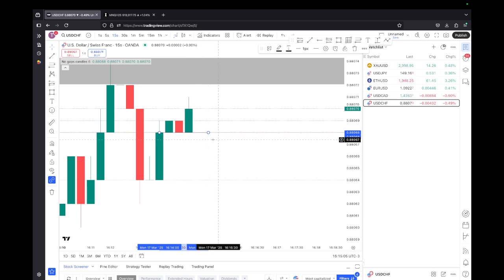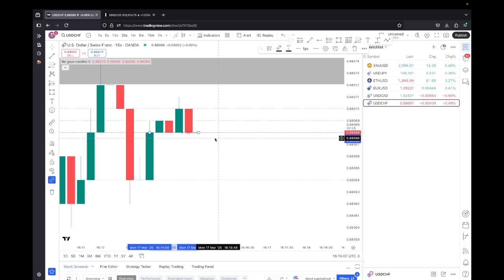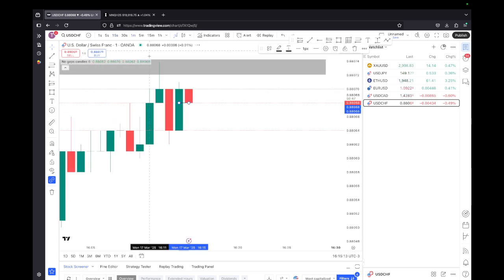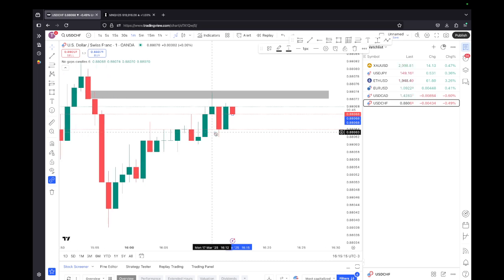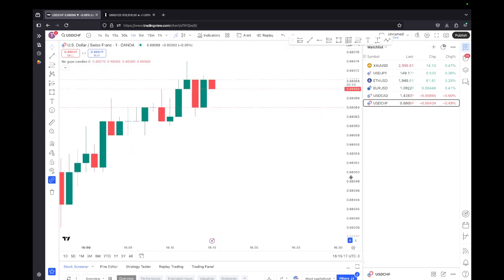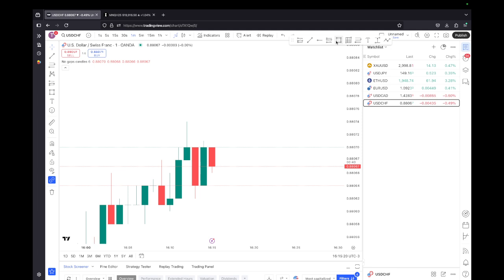So did it close? I think it closed. So exactly, it closed without breaking this support here. So I'm not interested in the sell at the moment, right? I'm not interested in the sell. However, because I'm bearish, and market is reacting off of this zone.